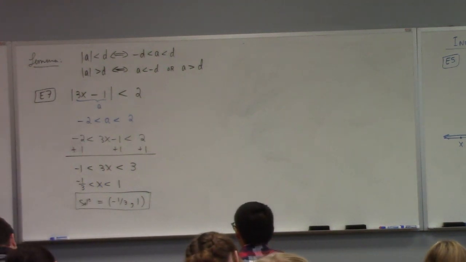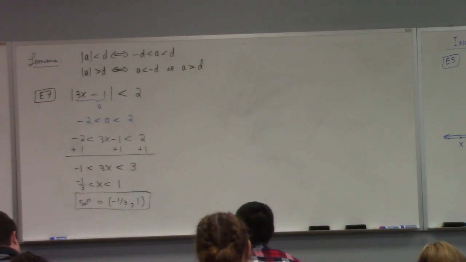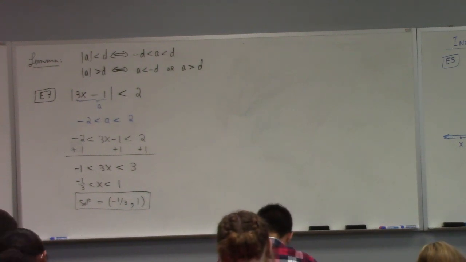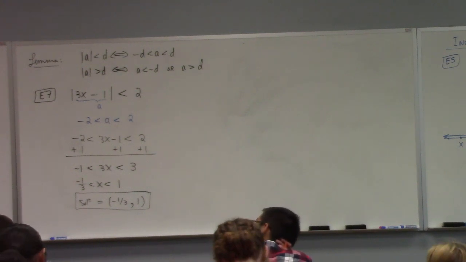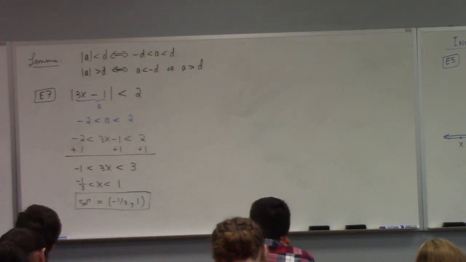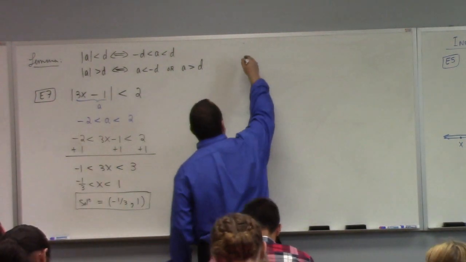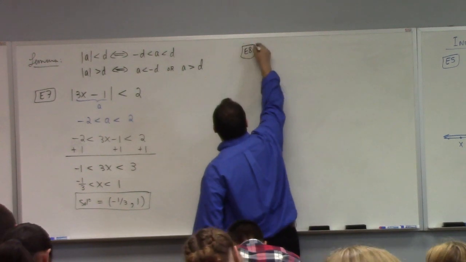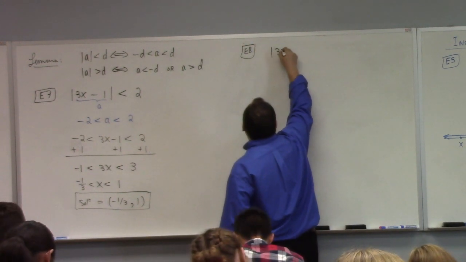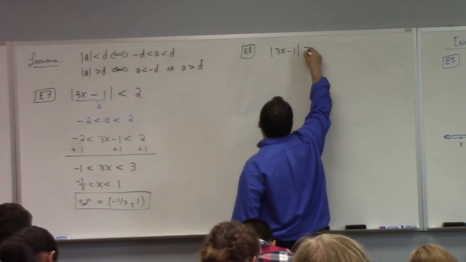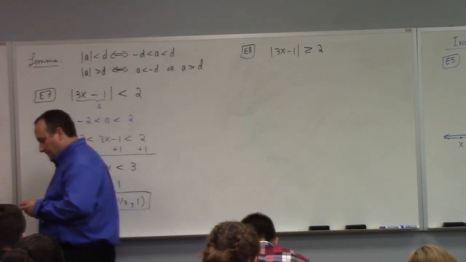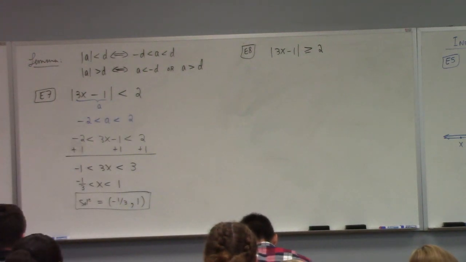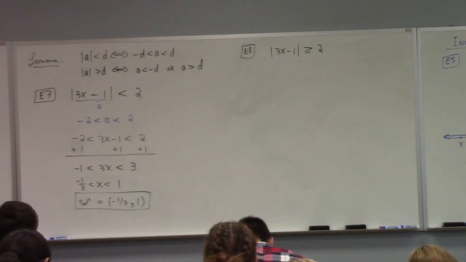And the endpoints are not included because these are so-called strict inequalities. If I had less than or equal to instead of less than, then I would end up including the endpoints with the inequality. Let me do example 8 here. What if we had the absolute value of 3x minus 1 greater than or equal to 2? How would we solve this? Notice this is not absolute value less than. This is absolute value greater than.